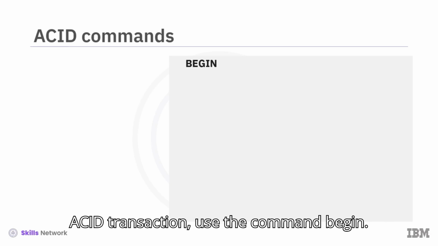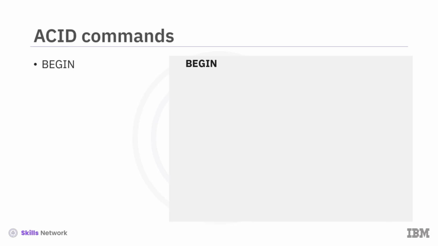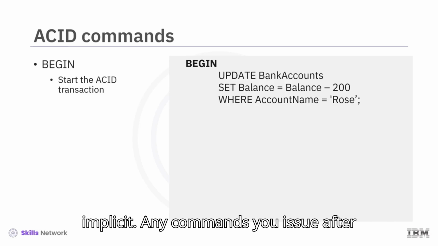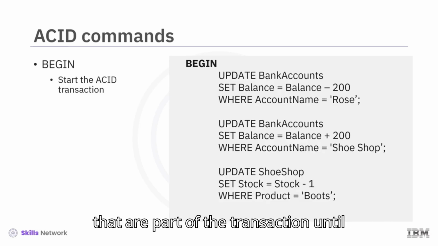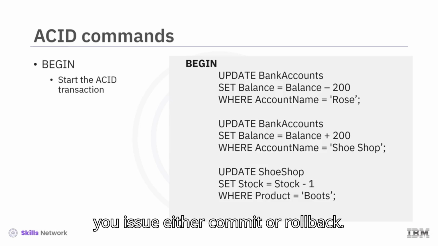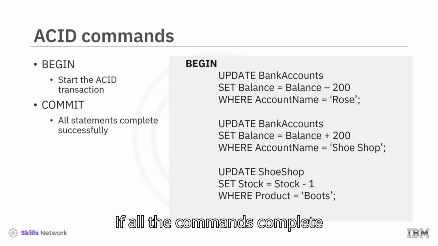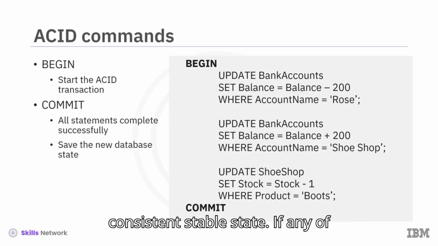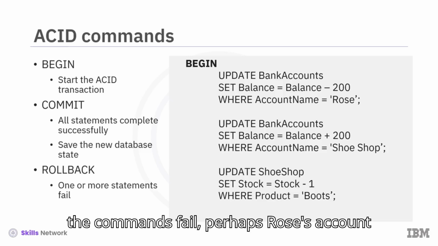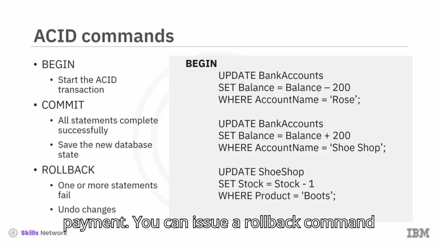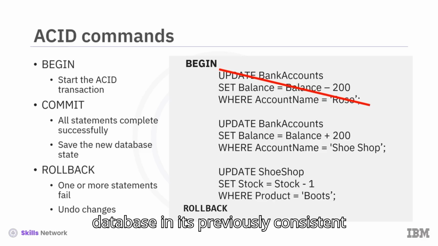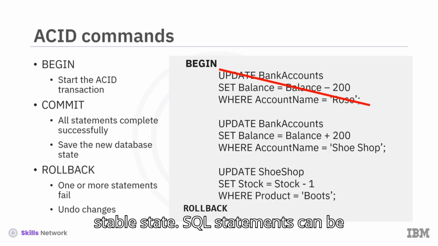To start an ACID transaction, use the command begin. In DB2 on Cloud, this command is implicit. Any commands you issue after that are part of the transaction until you issue either commit or rollback. If all the commands complete successfully, issue a commit command to save everything in the database to a consistent, stable state. If any of the commands fail, perhaps Rose's account does not have enough money to make the payment, you can issue a rollback command to undo all the changes and leave the database in its previously consistent, stable state.